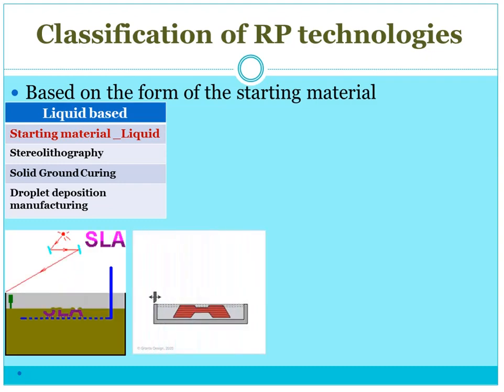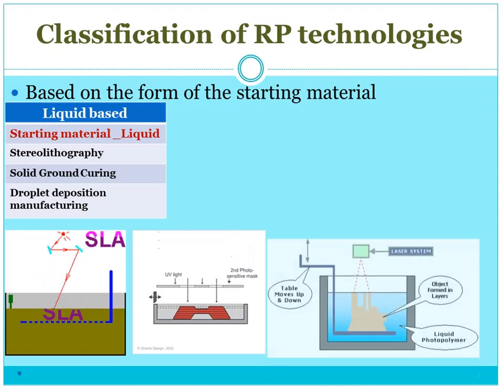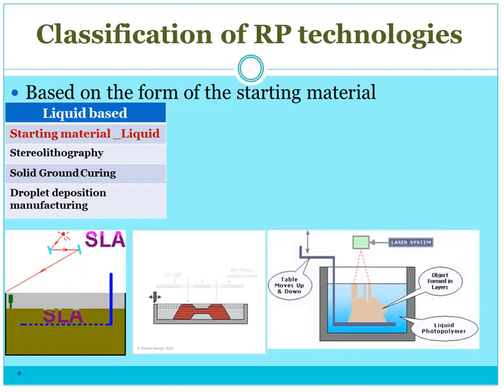The next one is solid ground curing. In that, we use the same thing, but instead of directly using the UV rays, we use a photosensitive mask. There is only a small difference between stereolithography and solid ground curing. The next one is droplet deposition modeling. In that, the material is deposited by drops and one layer of powder is covered on these droplets.